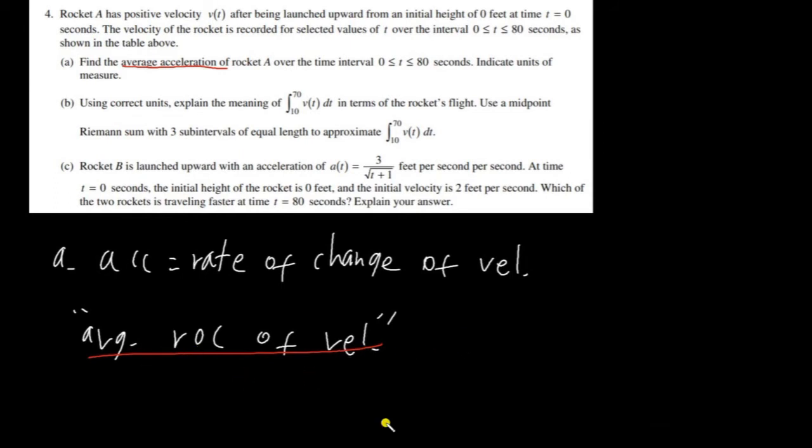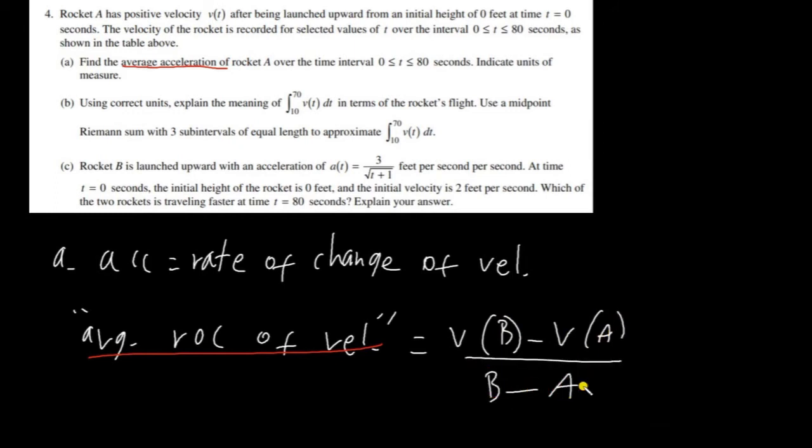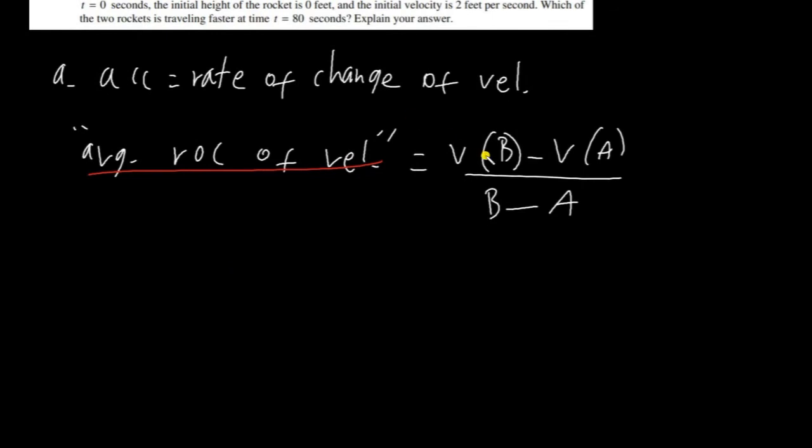So the average rate of change of velocity from an interval a to b is going to be the velocity at that point b minus the velocity at the point a over b minus a. And since we're going from t equals 0 to t equals 80, a is going to be 0, b is going to be 80. So we'll have v of 80 minus v of 0 over 80 minus 0, or 80.